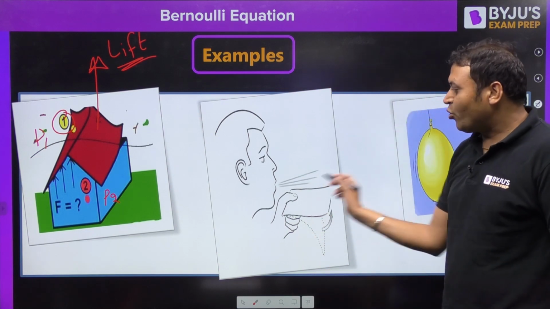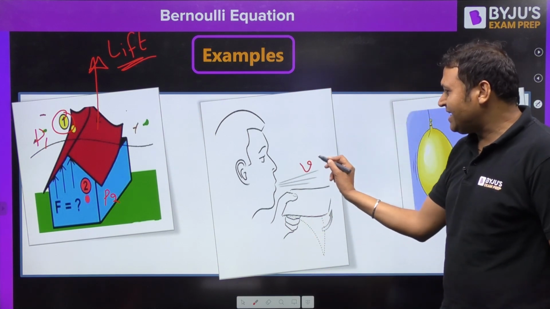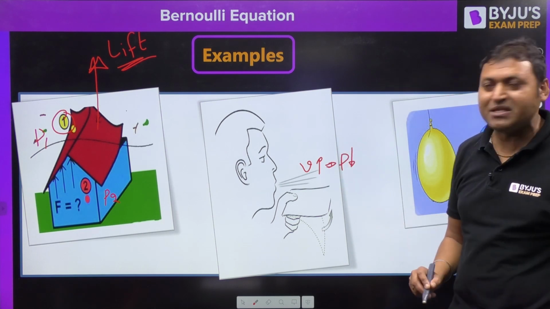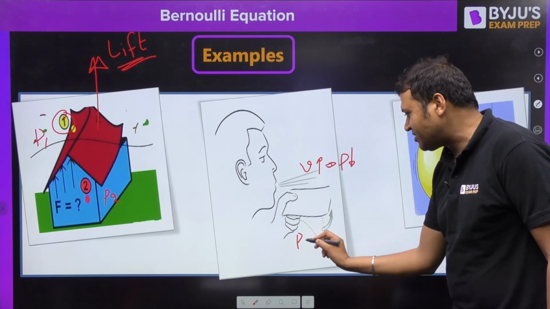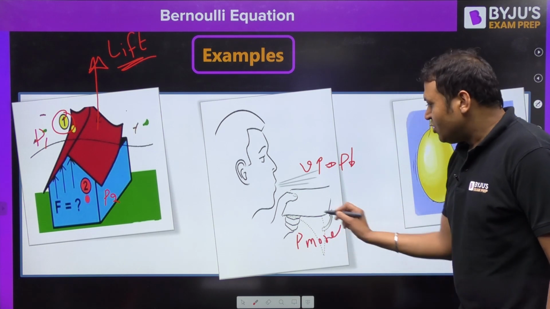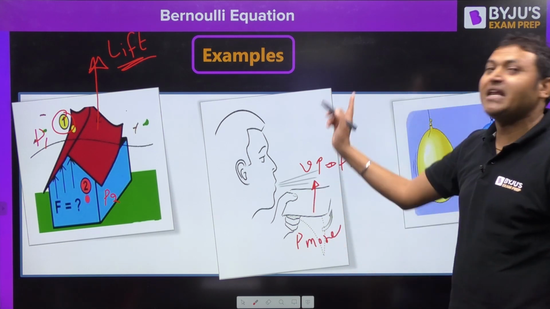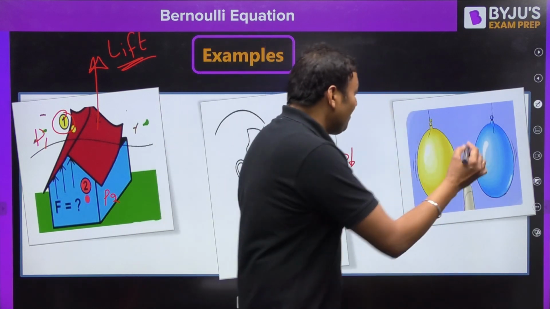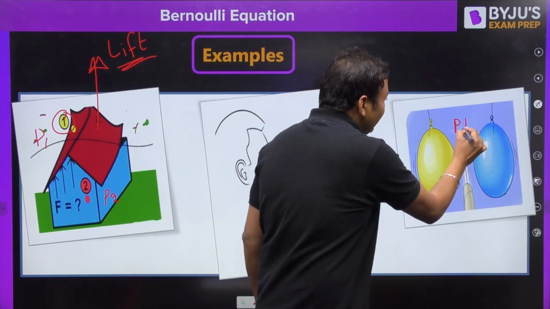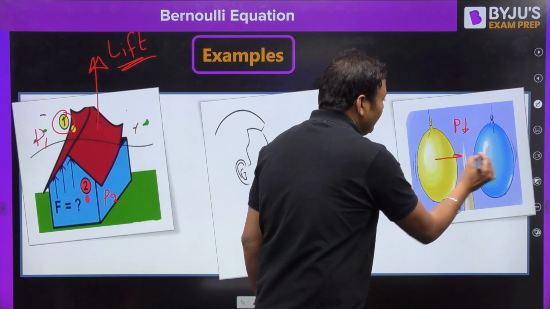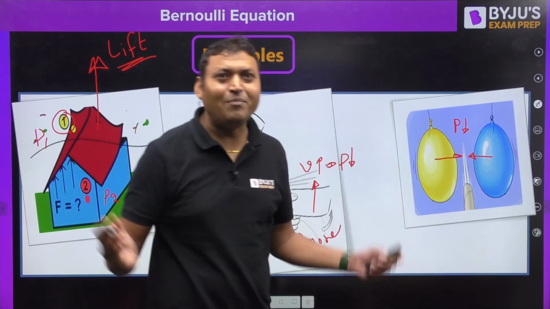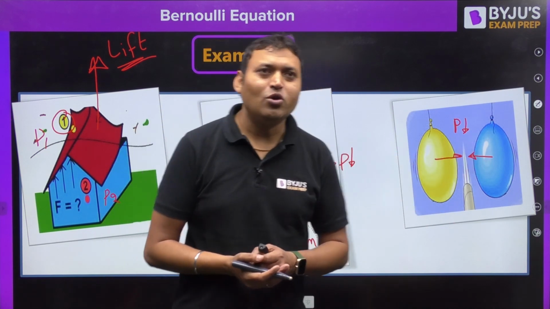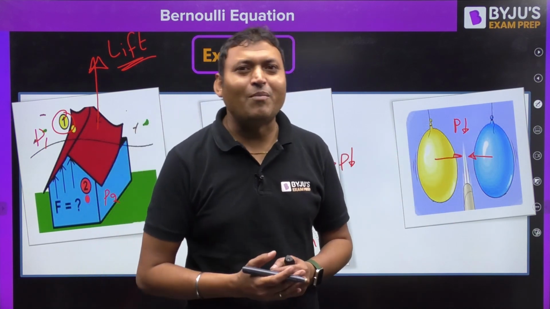If we blow air over the paper, we are increasing the velocity, so that will decrease the pressure of the fluid. That is the Bernoulli principle. The pressure at the bottom is more, so the motion of the paper will be in the upward direction rather than the downward direction. If we blow the same air between two balloons, the pressure decreases, and due to the decrease in pressure, the balloons move towards each other, from high pressure to low pressure. So that is all about the Bernoulli equation.